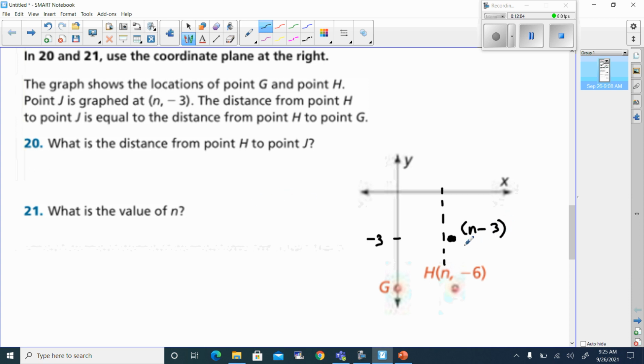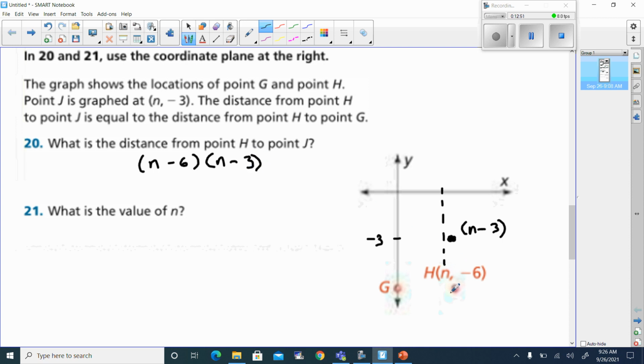Okay. And we want to know how far, let's see, this is from H to J, right? H to J. And they're saying that, let's see, this was n and negative 3. Well, if this was negative 3, and both of these are n, then we know that our first coordinate was, we don't know what n is, right? We'll just put n, because that's x. And then we'll put negative 6, because that's H. And this is J, so that's going to be n, and then minus 3.